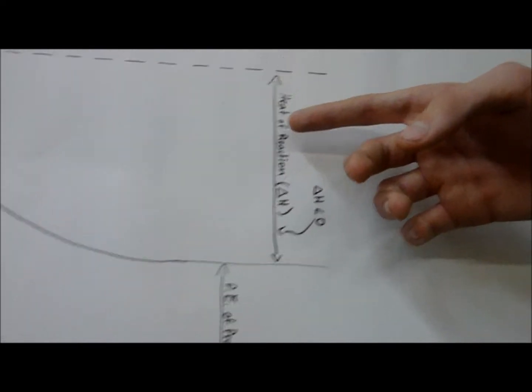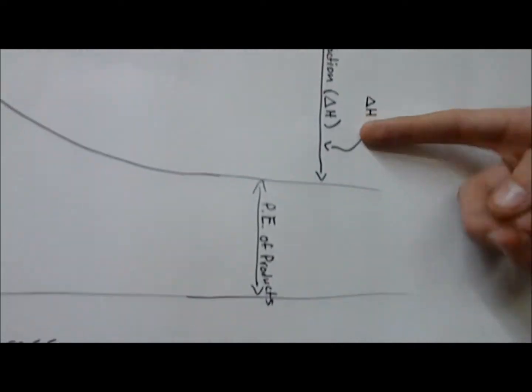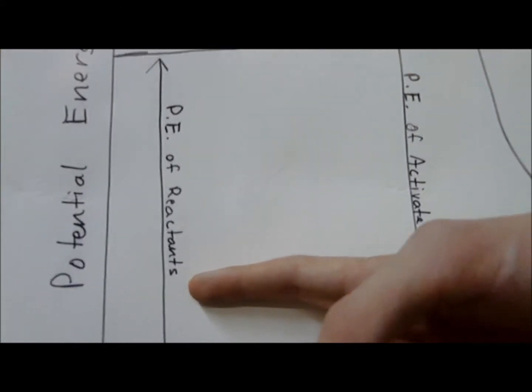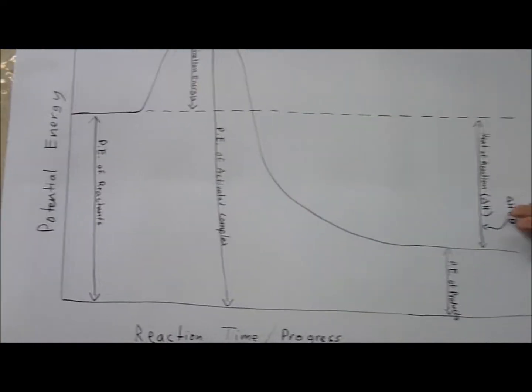Their heat of reaction is going to be negative because you get your heat of reaction from the potential energy of the products minus the potential energy of the reactants. And so, since you have less potential energy of the products and more potential energy of the reactants, your reaction is going to be negative, in the form of losing heat.